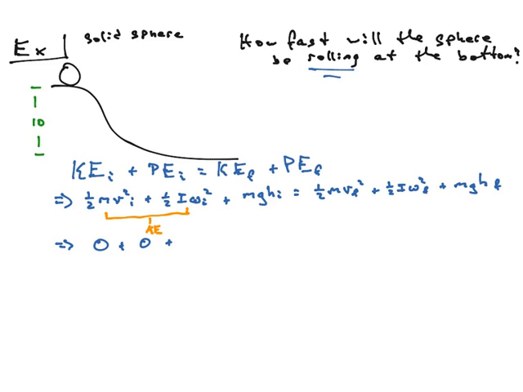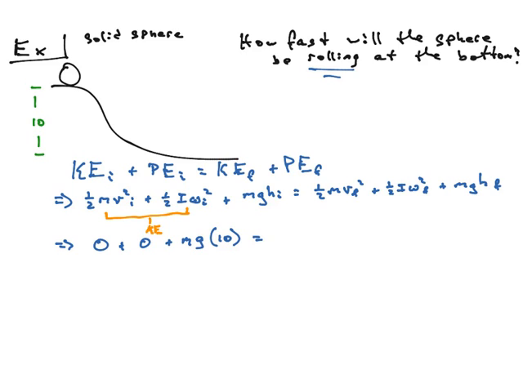Third question. Am I at some distance above the ground? Sure, I'm 10 meters above the ground. So there's an m times a g times a 10. Initial state is done. Now we look at the final state.